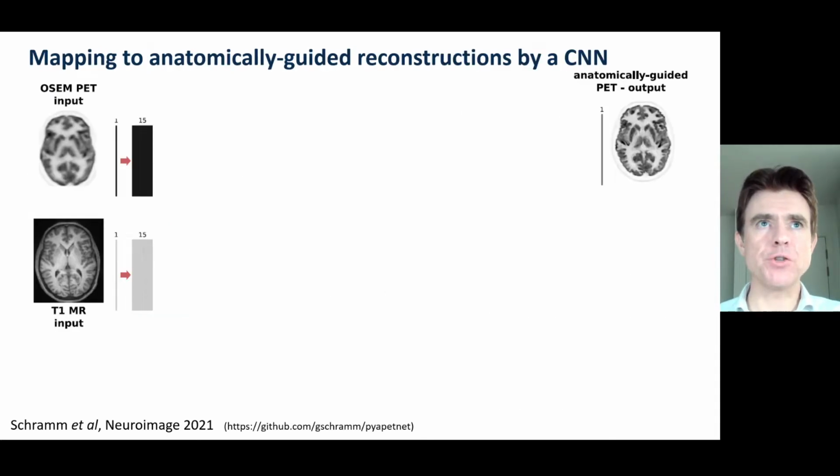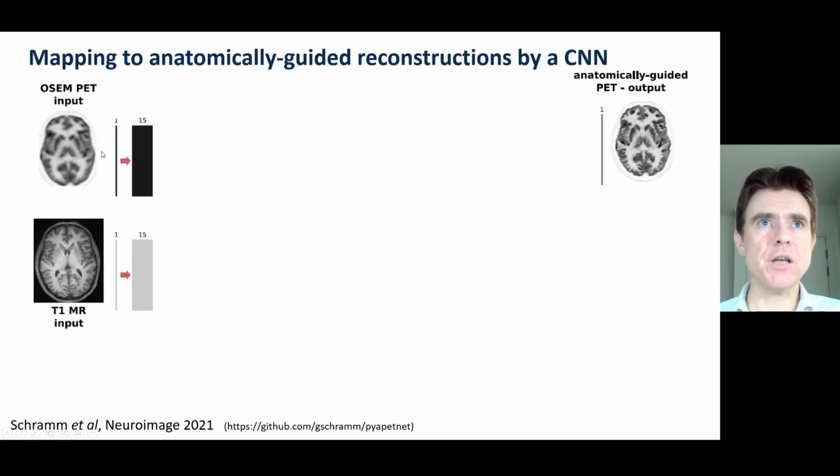This is another example of a CNN. This is a nice piece of work published in 2021. In this case, the goal is not just to map from low count data to high count data, but in fact to map from a standard OSEM PET reconstructed image to an anatomically guided MapEM regularized reconstruction, which is normally computationally very demanding to obtain compared to a standard clinically obtained OSEM reconstruction.